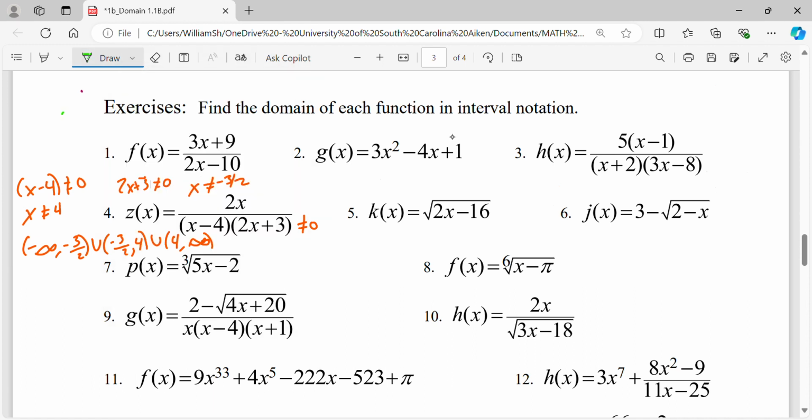Okay, 5 says k of x equals the square root of 2x minus 16. Well, this is a radical and it's an even radical, so the inside of this radical, this 2x minus 16, needs to be greater than or equal to 0. If I solve for x here, I'll add 16 to the other side, and then I'll divide by 2.